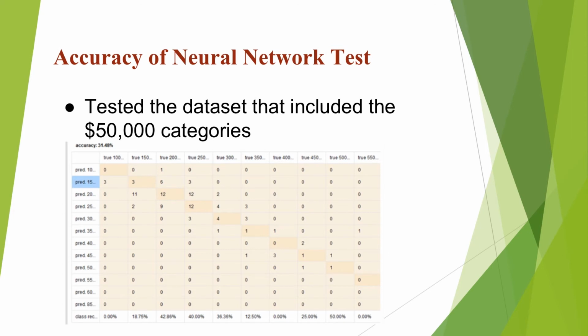So essentially, we decided to move down to $50,000 increments and see what our accuracy would be. When we got the results, we found that the accuracy went down to 31.48%. The majority of the class recall and class precisions were falling well under 50%. The highest was at 50%, and so we learned that as the categories got smaller, there was less likelihood of that being a precise or accurate estimation of what the price of the home should be.